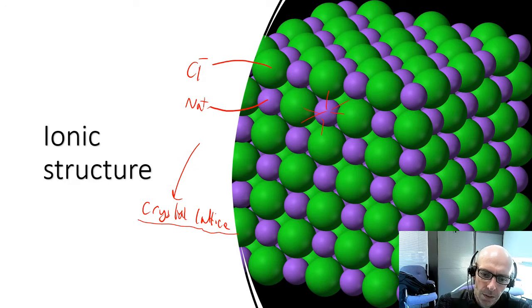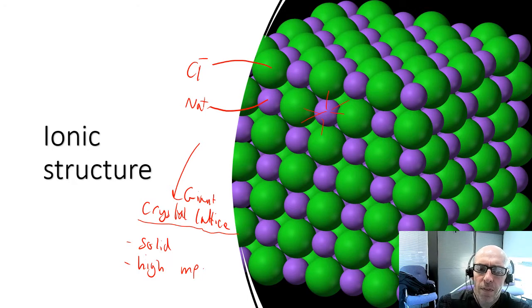So we've got a crystal lattice, and these molecules can be massive. It's a giant crystal lattice, and it's a solid, and it has a high melting point. And this was every time you have a non-metal and a metal. The metal becoming positive and the non-metal becoming negative. So you've got quite a lot on there.